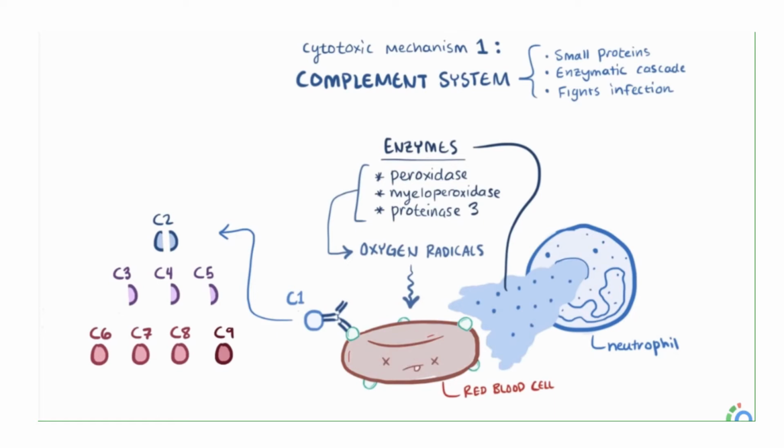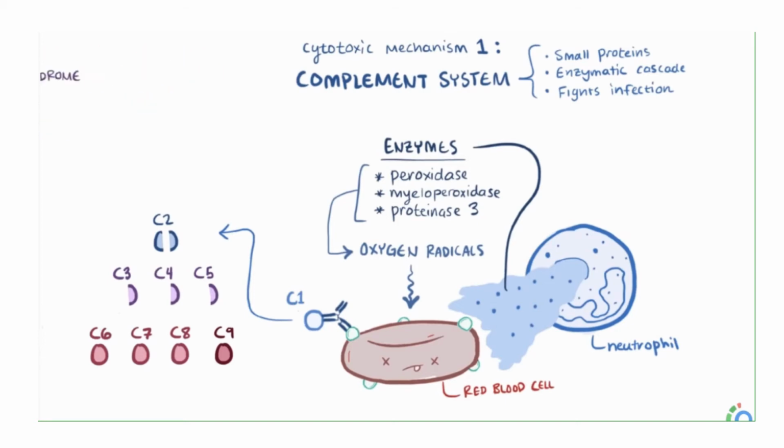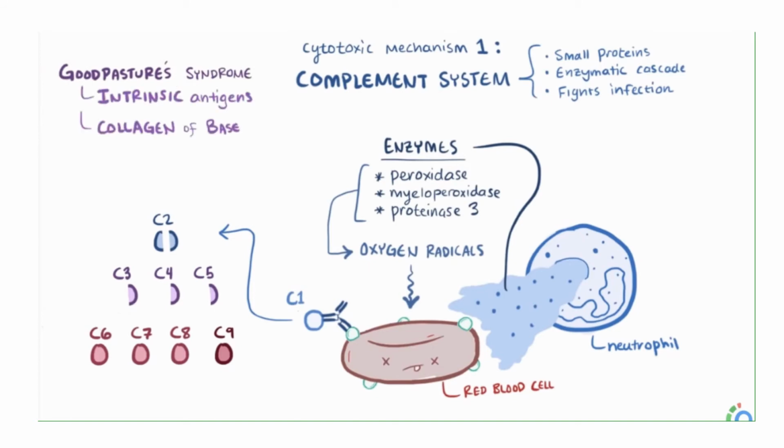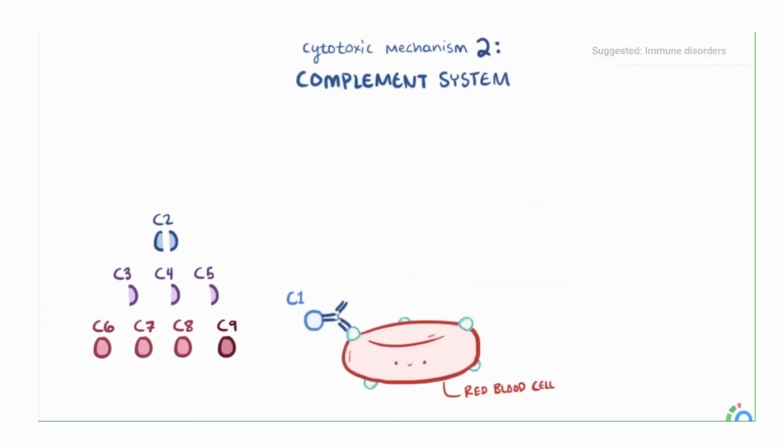When it comes to drug reactions like penicillin, type 2 hypersensitivity can result in hemolytic anemia, sometimes called autoimmune hemolytic anemia, as well as thrombocytopenia or neutropenia, since these are all blood cell types that are often affected. This mechanism is also involved in diseases like Goodpasture syndrome, where antibodies bind to intrinsic antigens on collagen of the basement membrane in their glomeruli in the kidney, or their alveoli in their lungs, rather than extrinsic antigens like in the penicillin example.